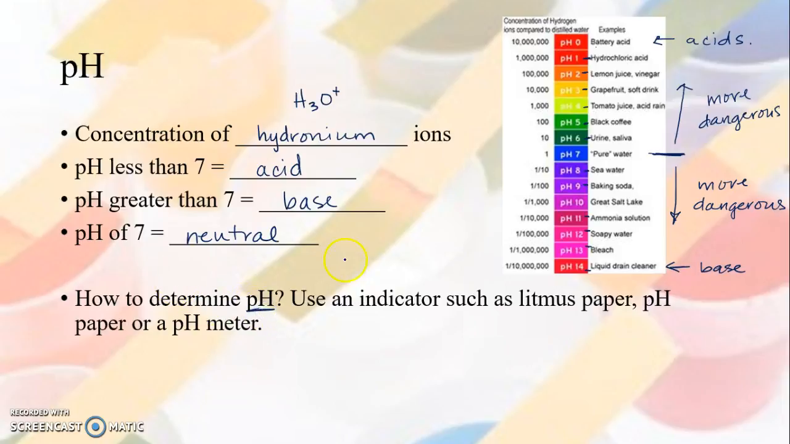Well, you can use a couple different things. We call them indicators. You can use litmus paper, you can use pH paper, or you can use a pH meter, and you just stick it in the solution, and the pH meter is an electric meter, and you put it in the solution and it actually gives you a number. The litmus paper and the pH paper, you put it in the solution and it will show up a color. And the color will tell you what pH it is.